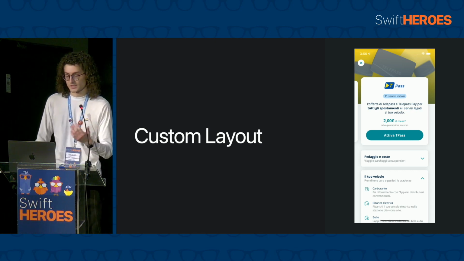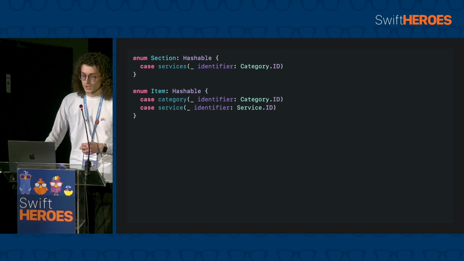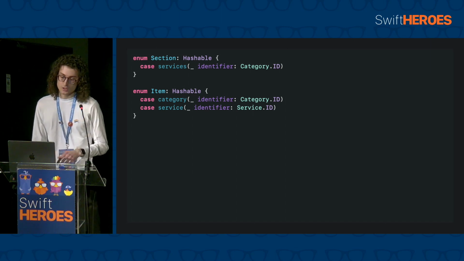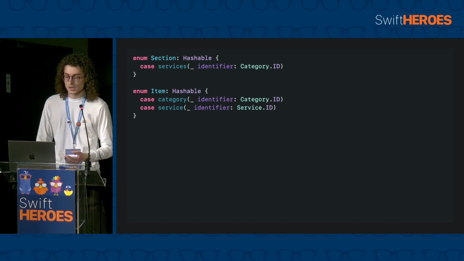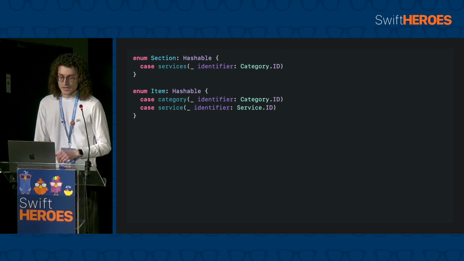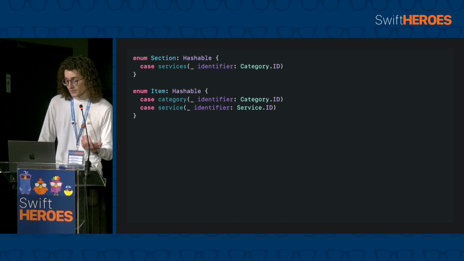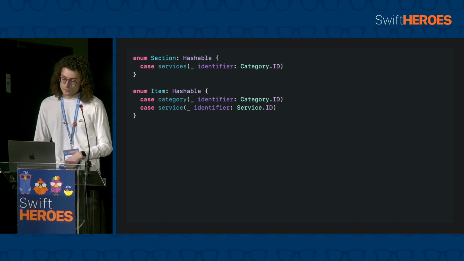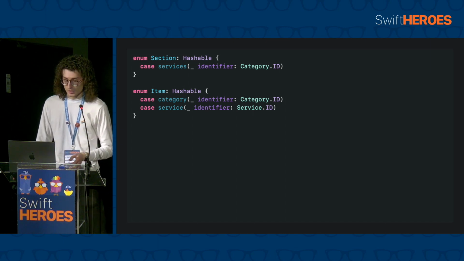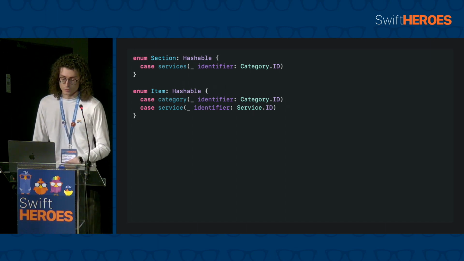So we will take care of the lists first. So we'll create our model. We'll create a simple section enum and then an item enum. And as you can see, all of the cases have identifiers as associated values, which is a better approach to work with diffable data source.